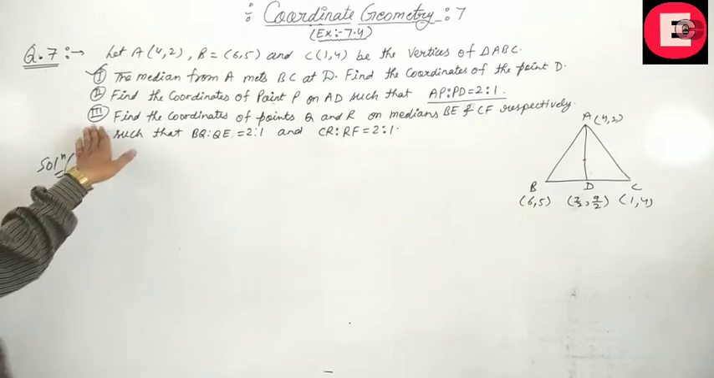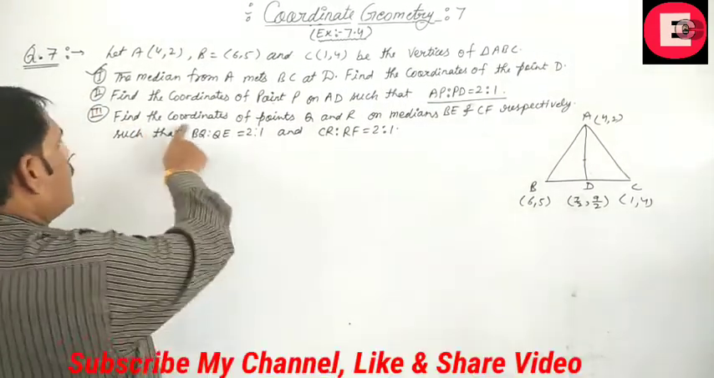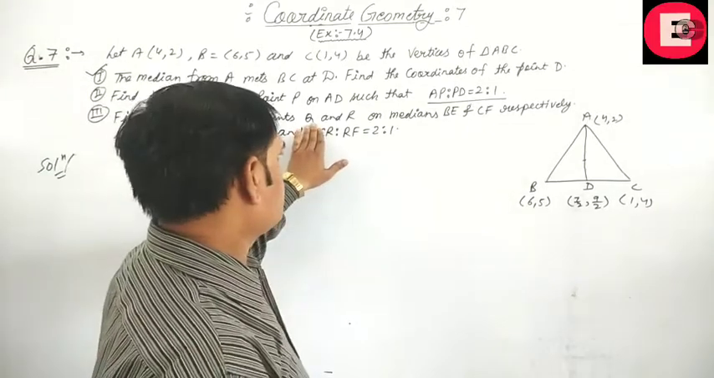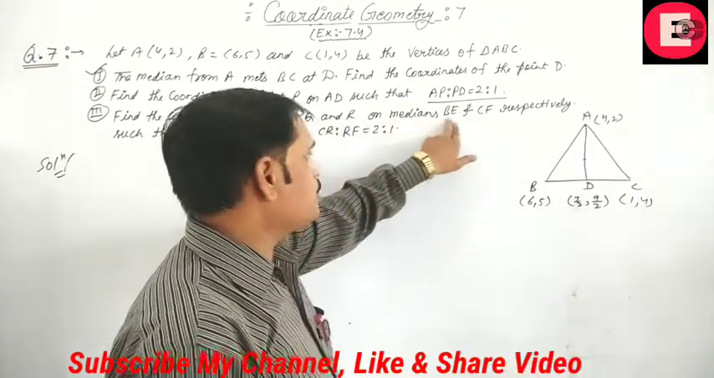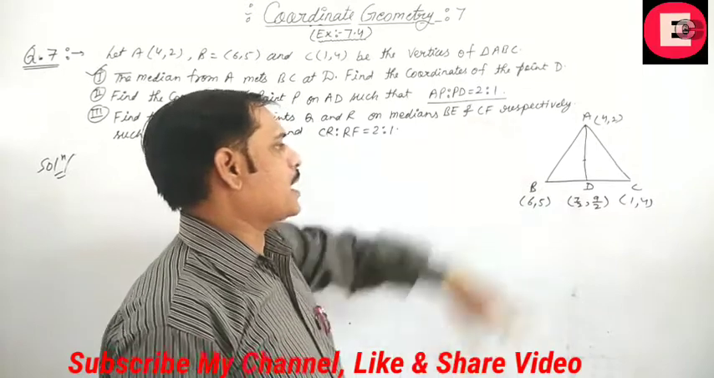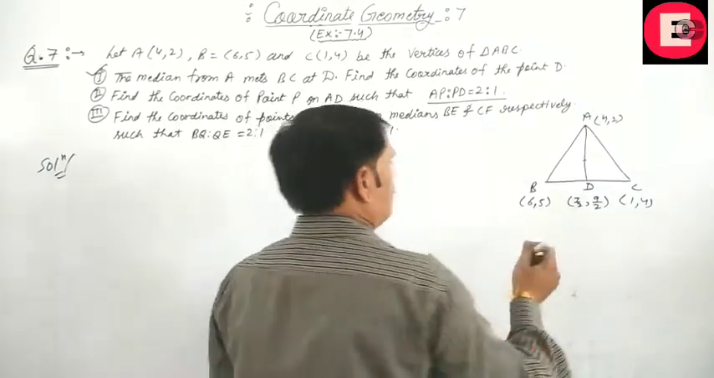Now the third part: find the coordinates of points Q and R on medians BE and CF respectively. So first we will draw the medians.